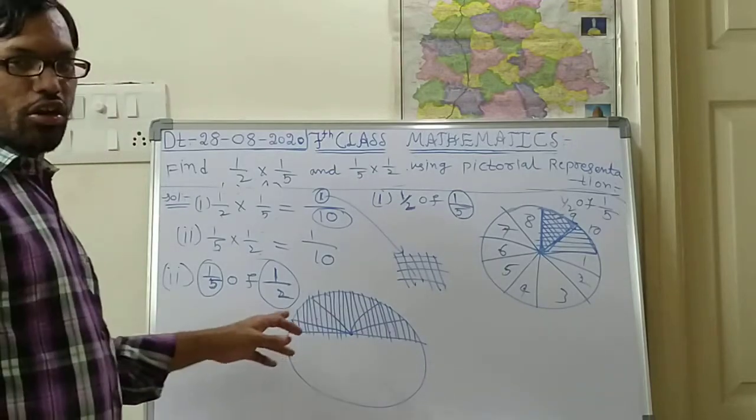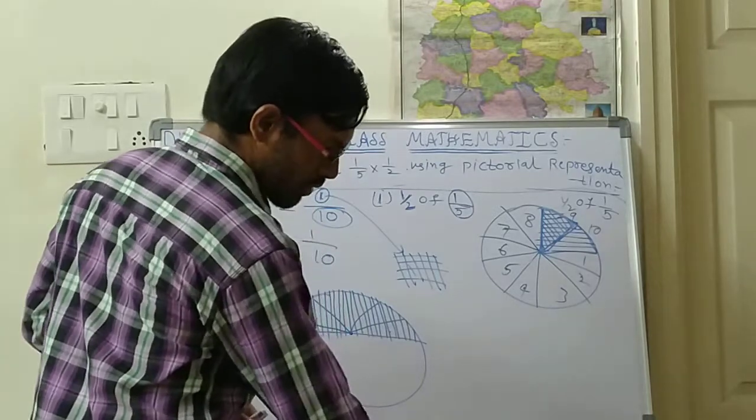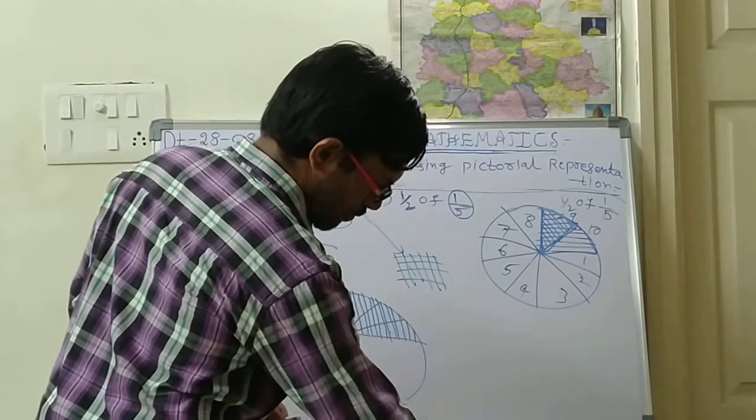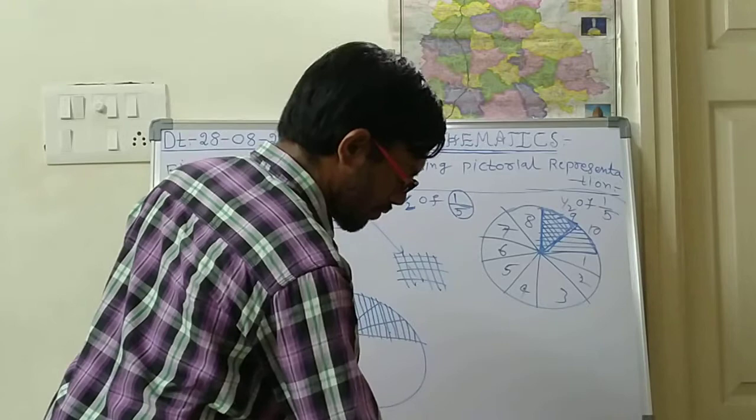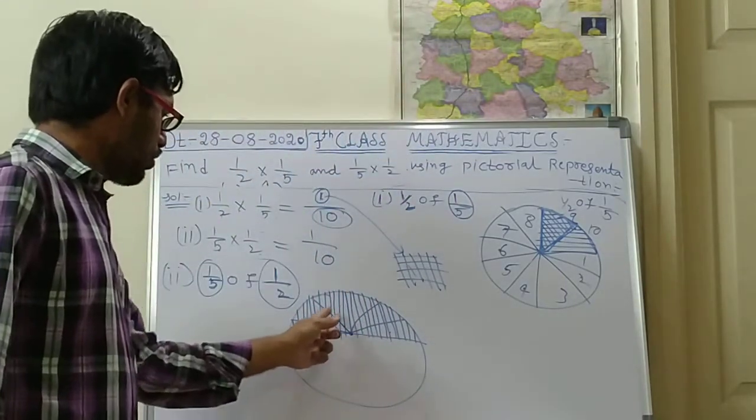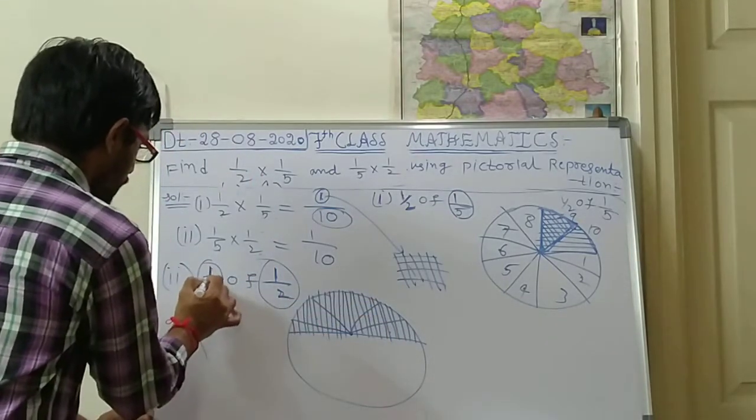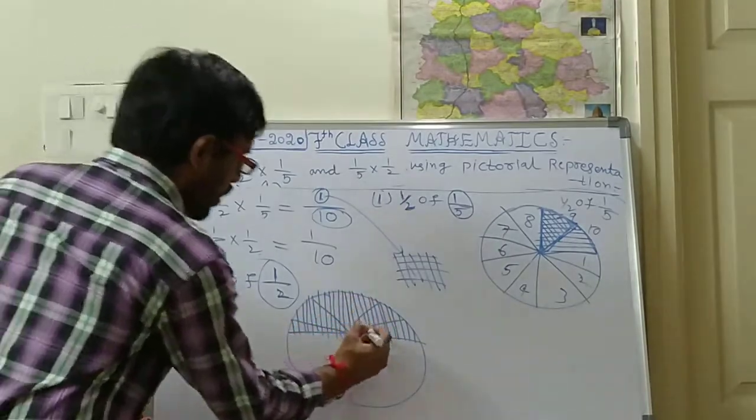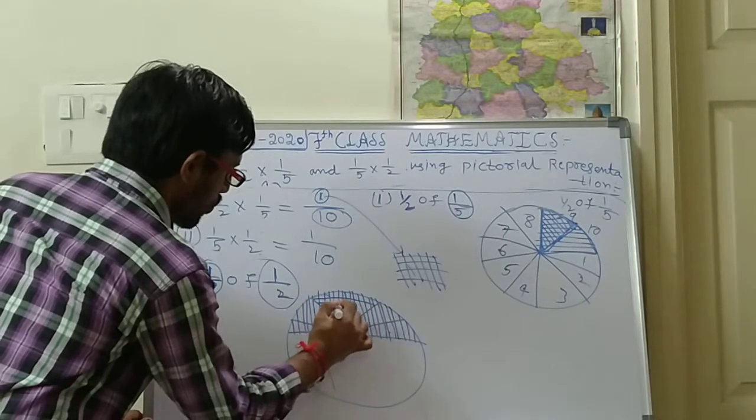Okay, so I hope you are getting it. 5 parts are there: 1, 2, 3, 4, 5. Now in these 5 parts, how many regions do I have to shade? One region I have to shade. So all the lines are down lines. Now I will shade one region as a slanted region.